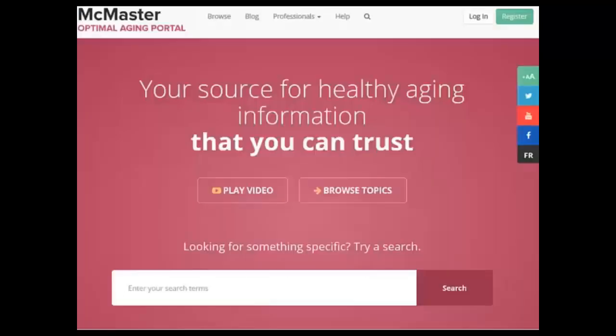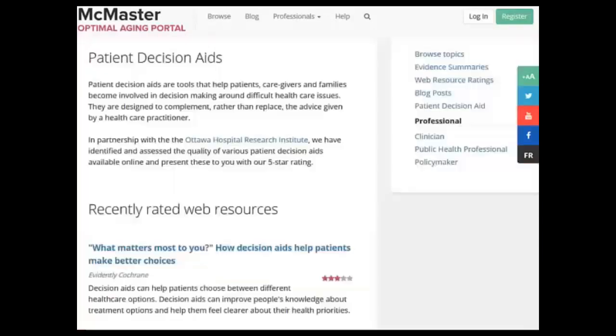It's important to acknowledge that not all patient decision aids are created equal. Specifically, not all patient decision aids are based on the best available research evidence, not all are prepared in a transparent and unbiased way, and not all are presented in ways that make them easy for patients to use.